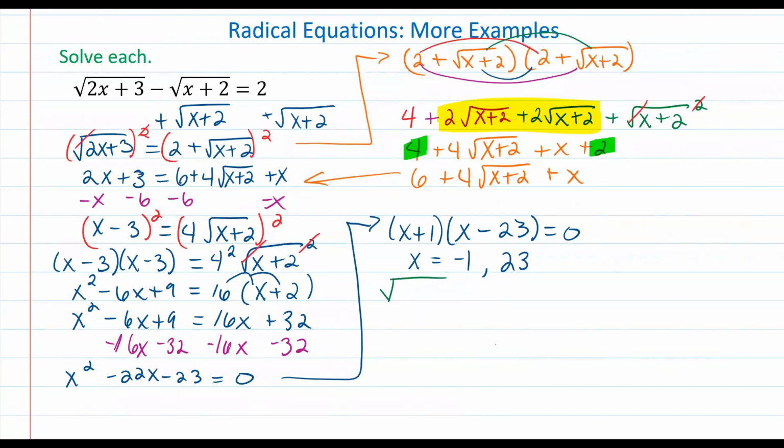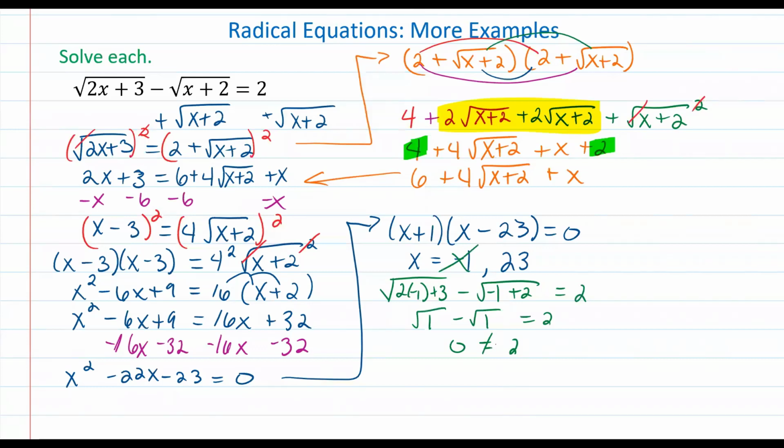So it's going to be the square root of 2 times negative 1 plus 3, minus the square root of negative 1 plus 2, is equal to 2. So if you simplify the two radicals, you're going to get the square root of 1 minus the square root of 1 is equal to 2, which means you have 0 is equal to 2. Okay, this doesn't work, which means that negative 1 is an extraneous solution.